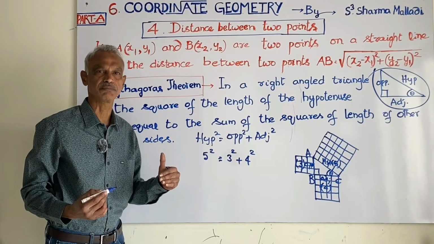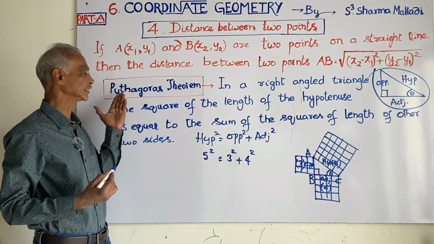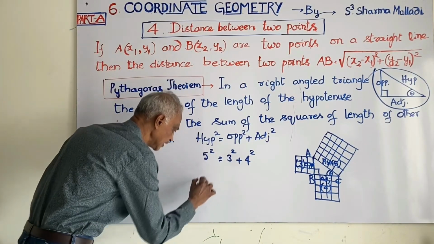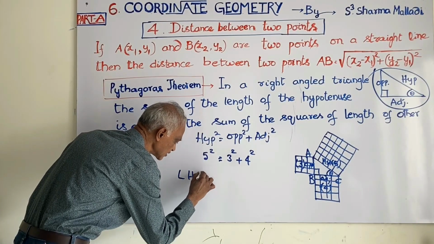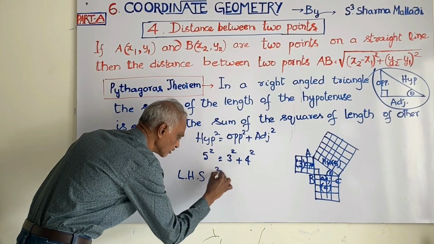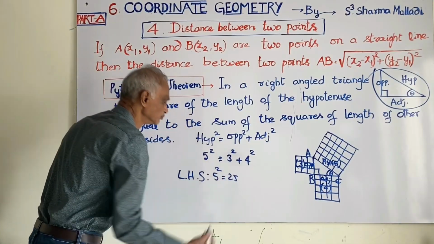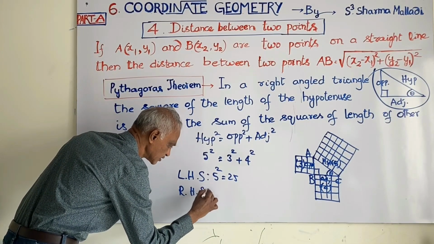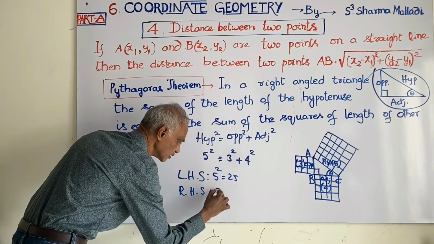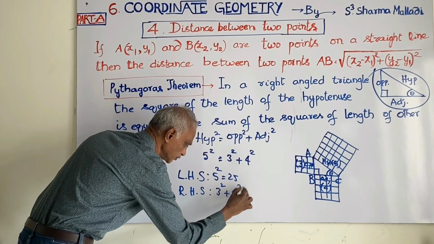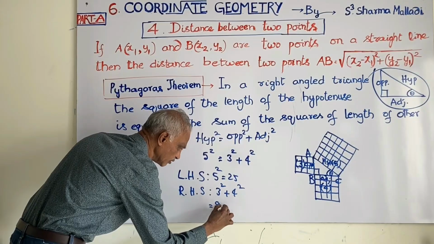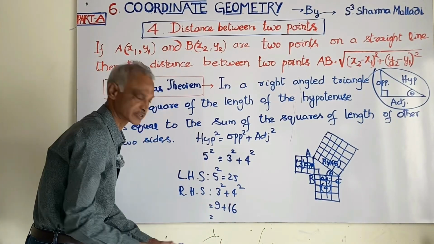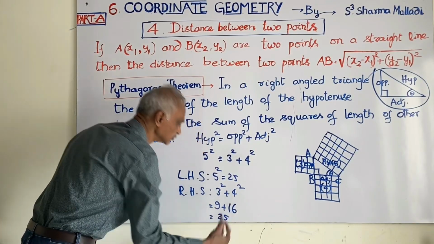This is a simple example. We have many methods for Pythagoras theorem, and I am telling you a simple one. What is LHS here? You take LHS: 5 square means 25. RHS you take. We have to prove LHS is equal to RHS. 3 square plus 4 square: 3 square means 9, 4 square means 16, and 9 plus 16 you will get 25.